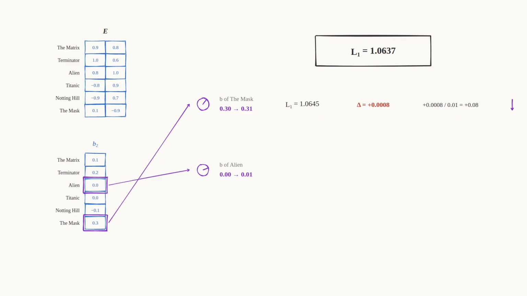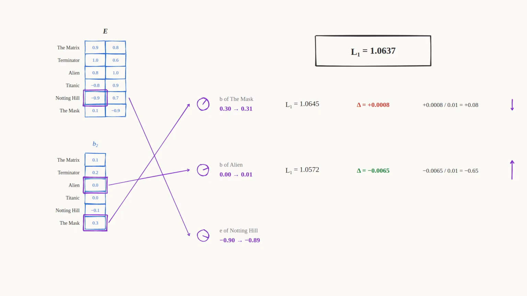Experiment 2, Alien's bias, from 0 up by 100th. The readout, 1.0572. The loss fell by 65/10,000ths. The ratio, minus 0.65. So this knob turns in a useful direction and it's 8 times more influential. Which makes sense if you think about it. Alien is the correct answer. Raising its score is direct profit.